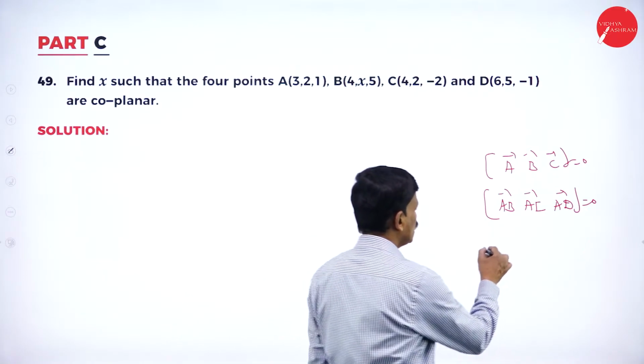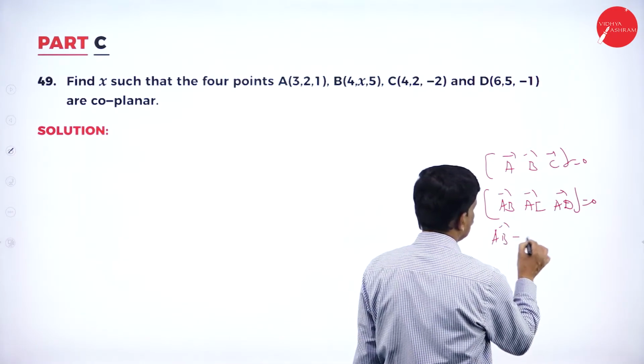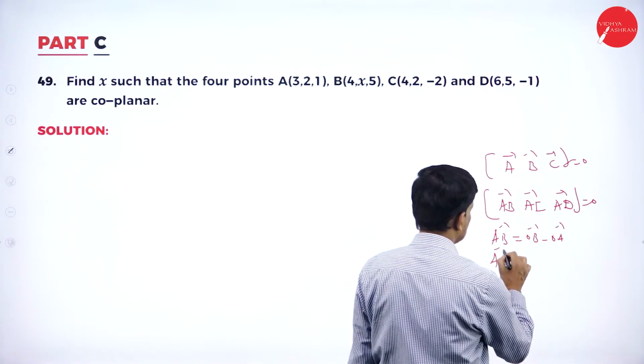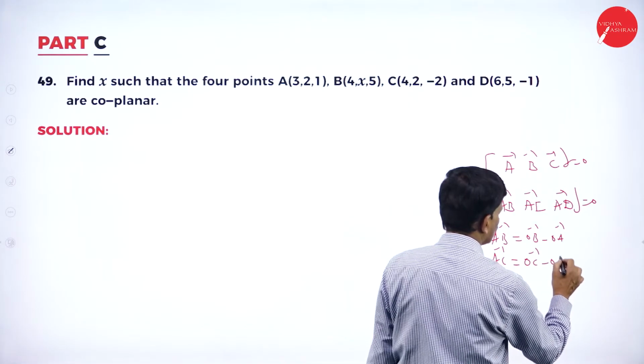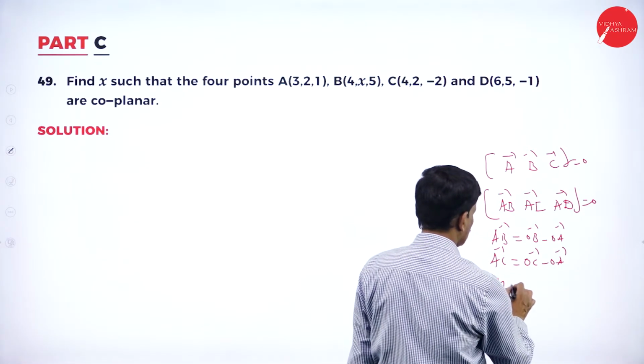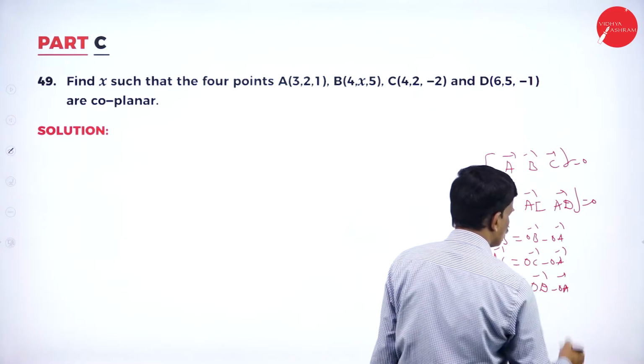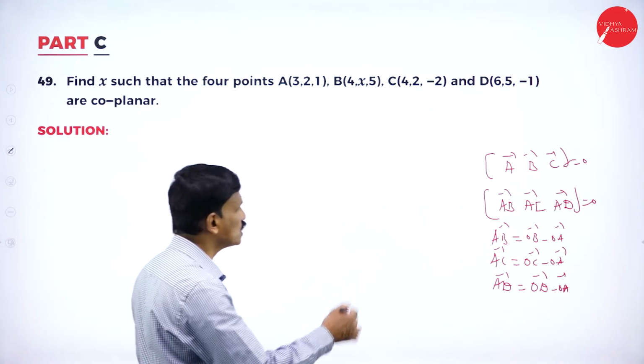Now, what is vector AB here? Vector AB is equal to OB minus OA vector. And what is vector AC? AC is equal to OC minus OA vector. And vector AD is equal to OD minus vector OA. So this is one method. Using this method you can solve.